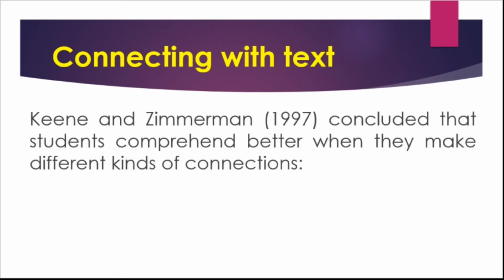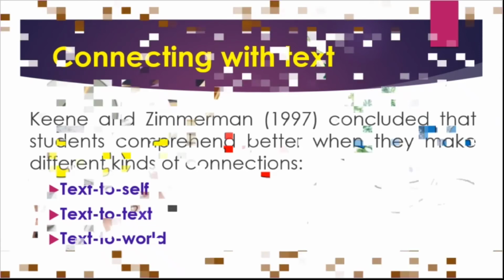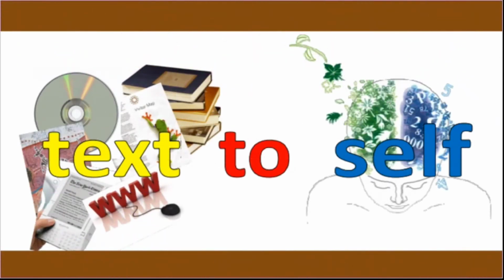Keene and Zimmerman 1997 concluded that students comprehend better when they make different kinds of connections. We have text to self, text to text, and text to world. What do we mean by text to self?